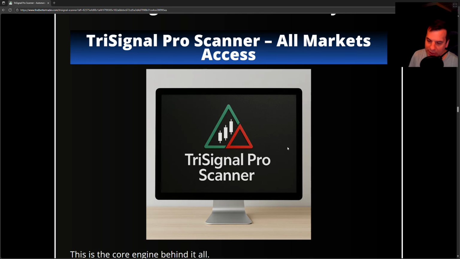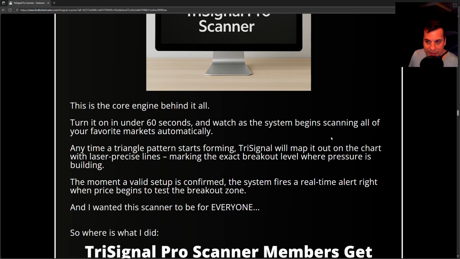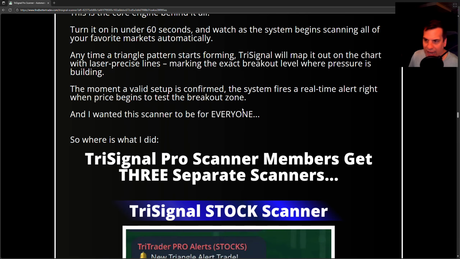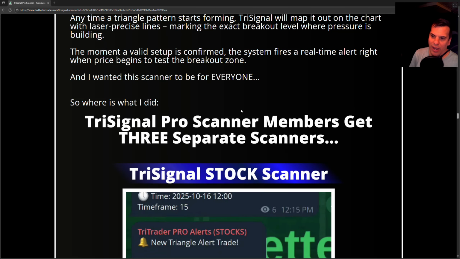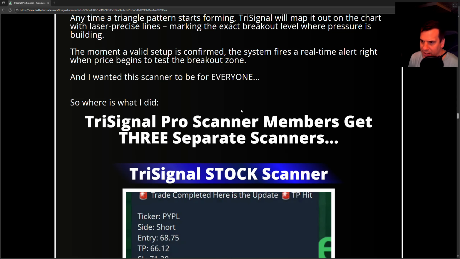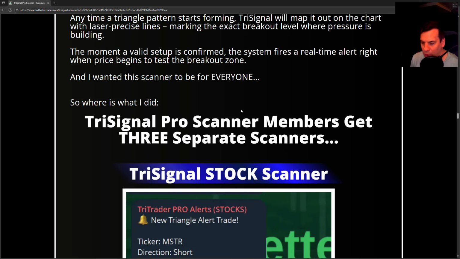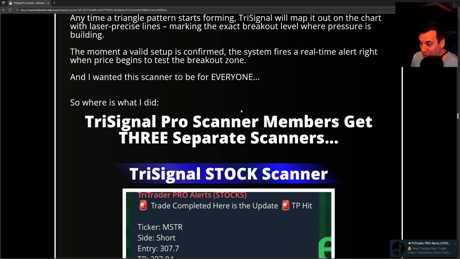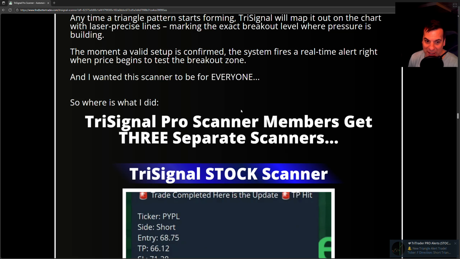So I'm going to offer the scanner, which is what you just saw. It's essentially the core engine behind it. You'll be able to map out everything with laser precision. That's kind of the idea with these triangle trades, is to get in and get out quickly. I don't think with triangle trades you need to be in for days and days. A lot of these are very quick, very simple setups, and I have a lot of really cool updates for this that I think you guys are going to absolutely love.